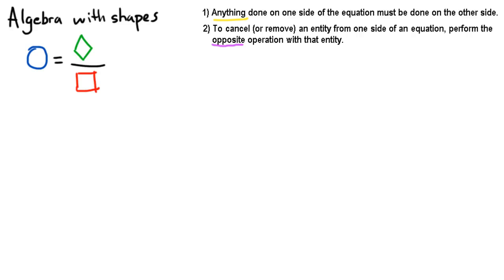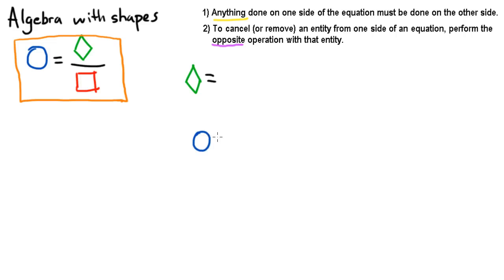I'll focus on this as our base equation. Blue circle equals green diamond divided by red square. And we'll just keep that boxed. And what we want to do first is try to solve for green diamond. All right? So what does green diamond equal? Well, first let's write down our base equation. Blue circle equals green diamond divided by red square.